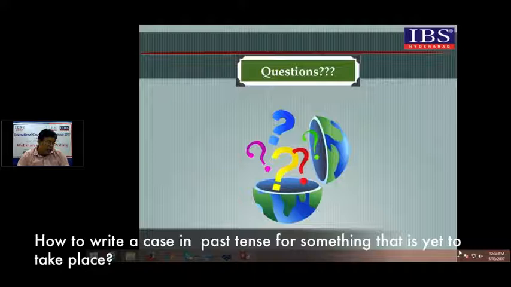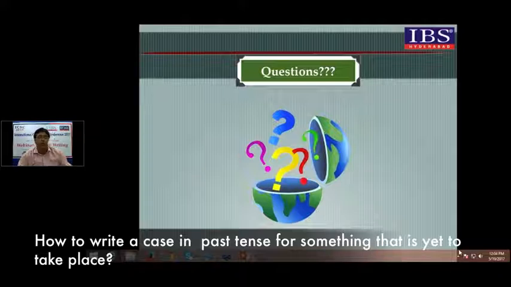How to write a case in past tense for something that is yet to take place? Okay, I have said that you need to write a case in the past tense. That is the generally accepted principle while writing a case. And now, there is no other way. You have to get used to it.